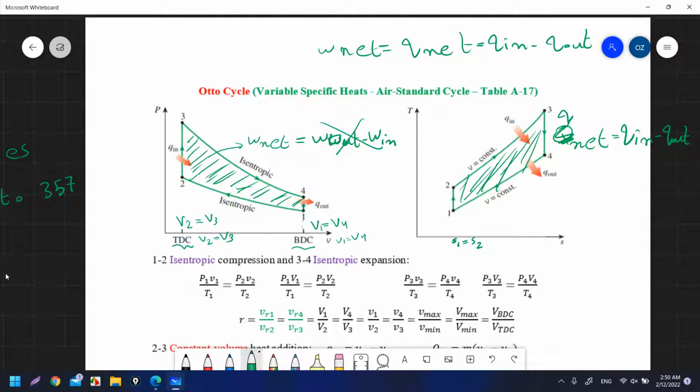And what is Qn and what's Q out? Qn and Q out, for here, Qn is all the area under the process 2, 3. So all this area. Okay. And Q out is area under process 1 to 4. Okay. The difference between them is Q net, the area here, enclosed between the processes of the cycle. Okay. The same thing is here.